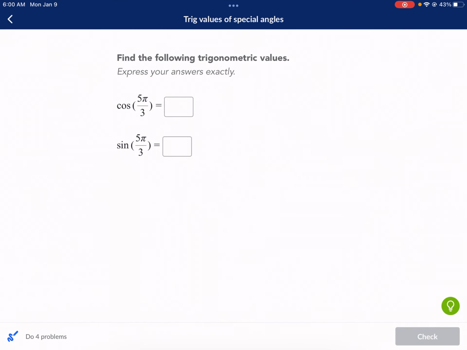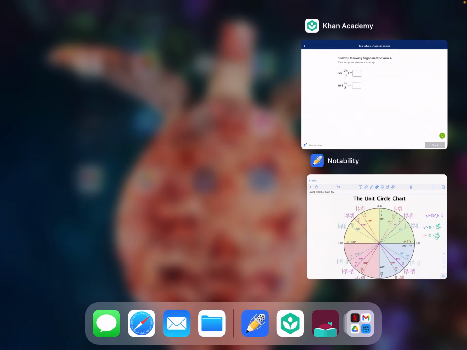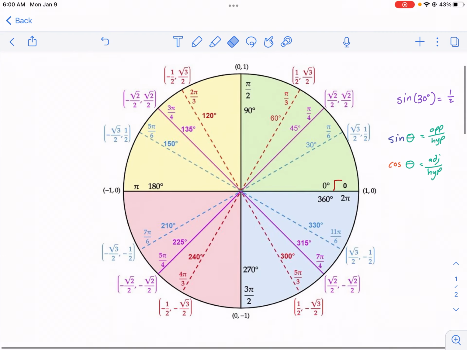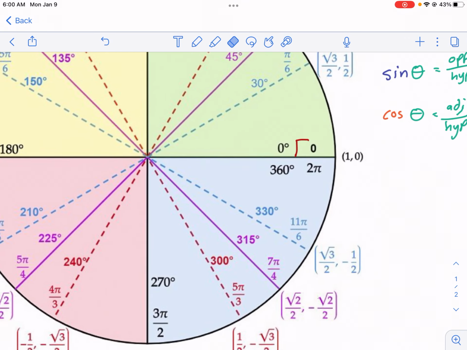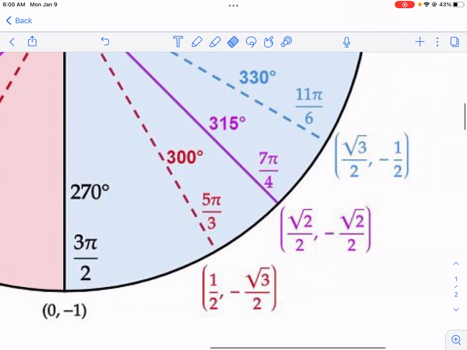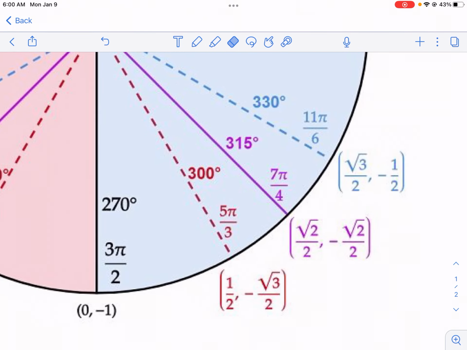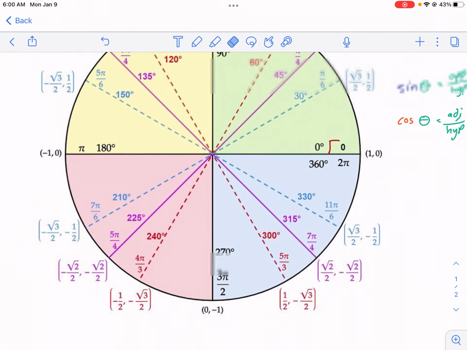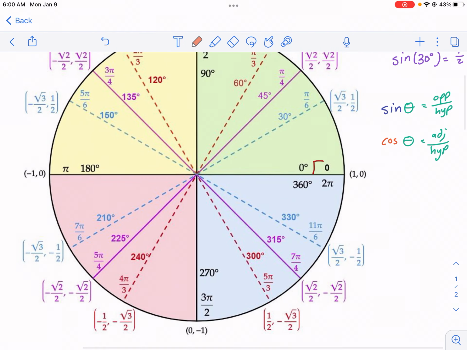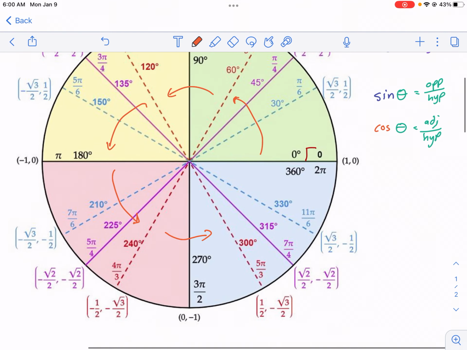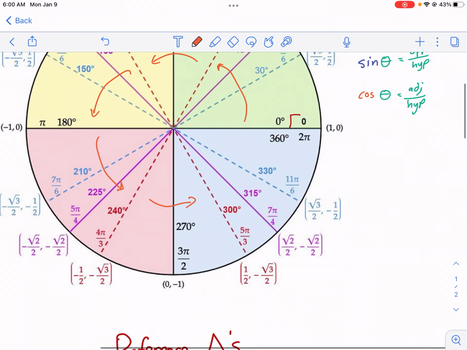We're asked to find the cosine of 5 pi over 3 and also the sine of 5 pi over 3. So the first thing I would do is go over here and find 5 pi over 3. You'll notice that it's a 60-degree reference angle. What I mean by that is there's 1, 2, 3, 4, 5; you can see that there are 5 60-degree turns before I get to this.